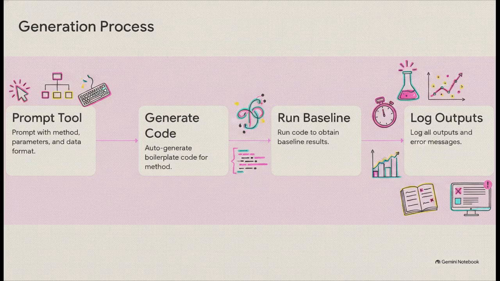So here is what that fast-paced vibe coding sequence looks like in practice. First, open your tool and prompt it with the specific method name, your parameter list, and your data format. Second, let the tool auto-generate the boilerplate code for that method. Third, you run that newly generated code using the default parameters, just to grab your baseline results. And lastly, carefully log all your outputs and any error messages you run into. Now notice the huge step that's missing here. You didn't write the baseline code yourself. You just directed the AI to write it for you, which drastically cuts down your execution time.